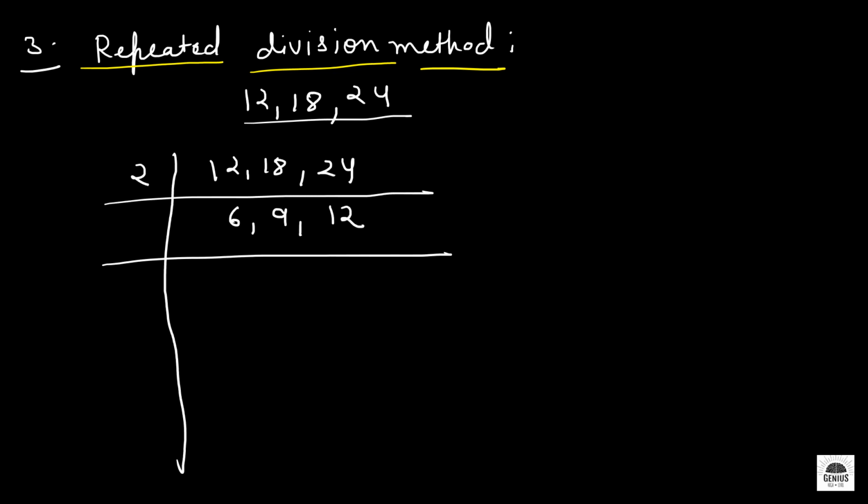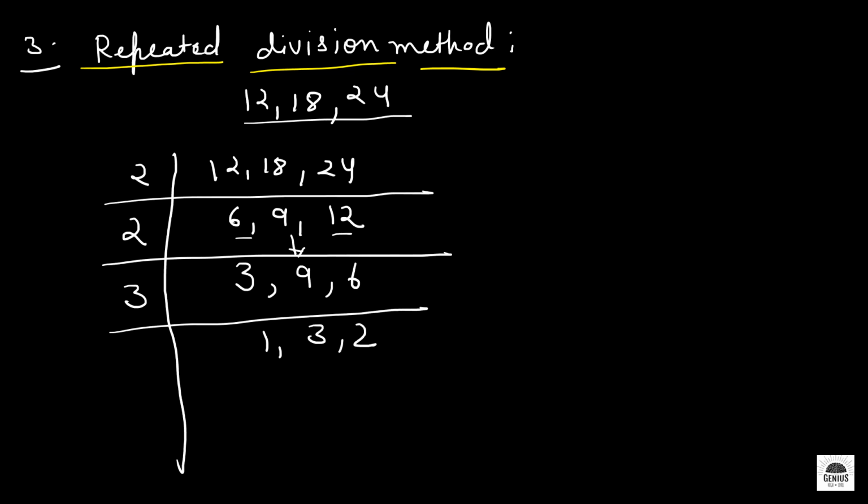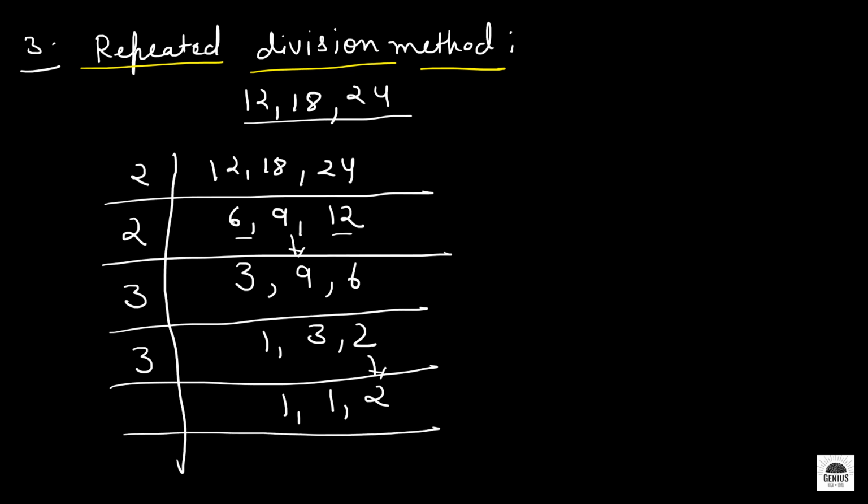Now again we can divide by 2 because these two numbers are divisible by 2. So 2 3s are 6, and we write down 9 as it is because it is not divisible by 2. Now 2 6s are 12. Next we can take 3. So 3 1s are 3, 3 3s are 9 and 3 2s are 6. Now again we can divide by 3. So 3 1s are 3, and we write down 2 as it is because it is not divisible by 3. Now the next number gives 1, 1 and 1.